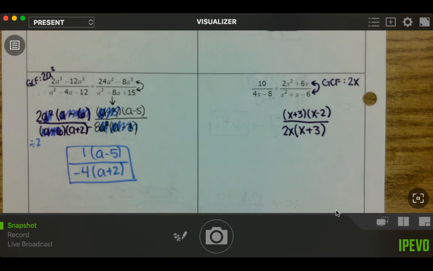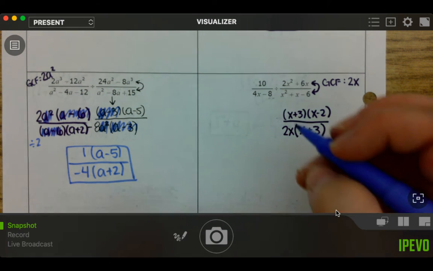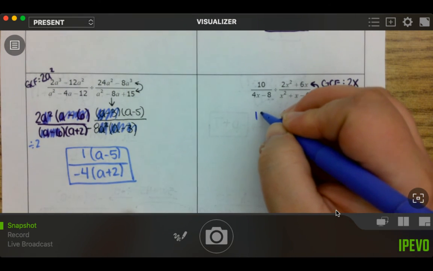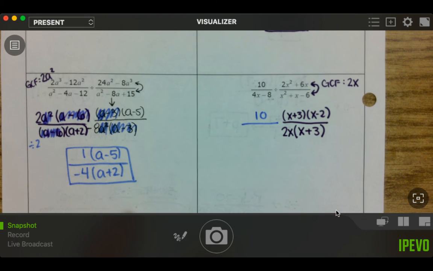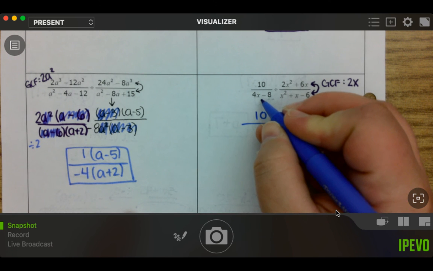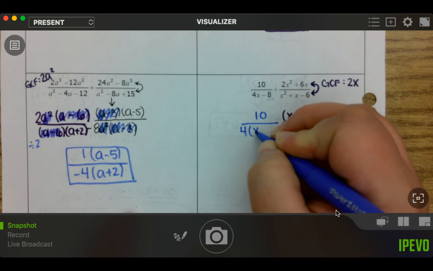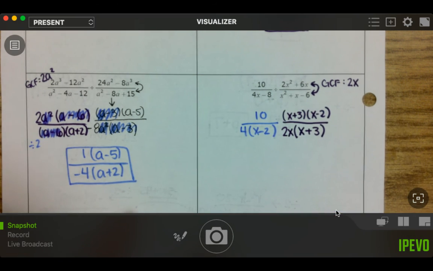On the left side, you got your 10 on the top. Nothing, you can't factor 10, you just leave it. And then on the bottom, we can take out a 4 between these two. And there you have it.